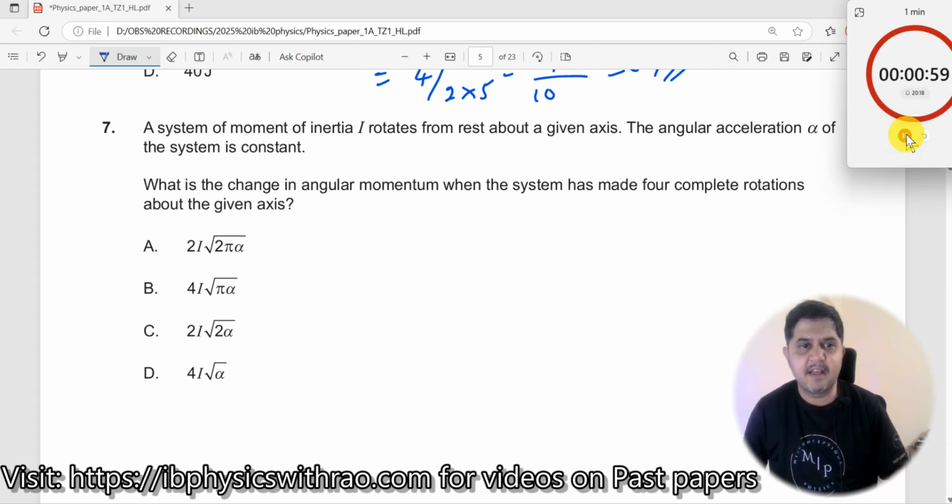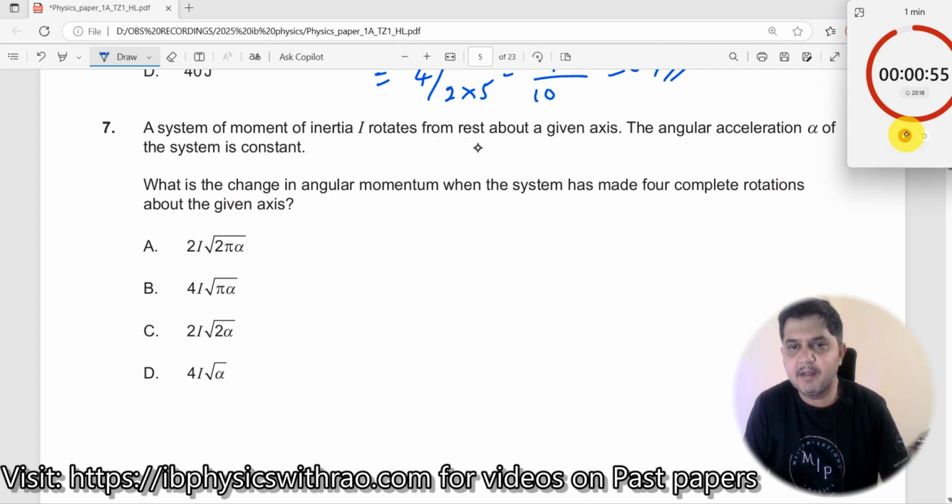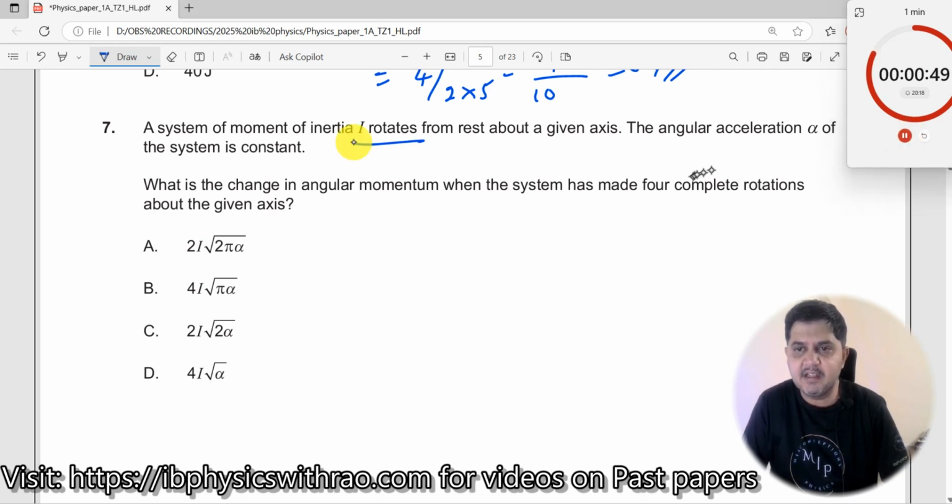Question number 7. A system of moment of inertia I rotates about rest from a given axis. The angular acceleration alpha of the system is constant. Okay, so I is given, alpha is given. The moment you give I and alpha, the first thing people do is they say tau is equal to I alpha, and then finally do the calculations.